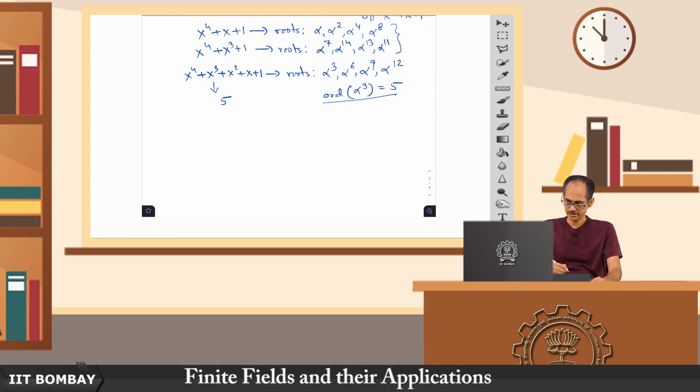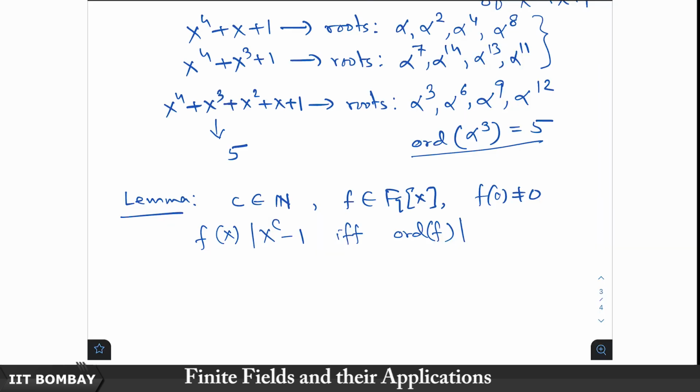Okay. Next, we will see a few very simple lemmas. If you take any positive integer c and a polynomial f which has a non-zero constant term, then f(x) divides x^c - 1 if and only if the order of f divides c.